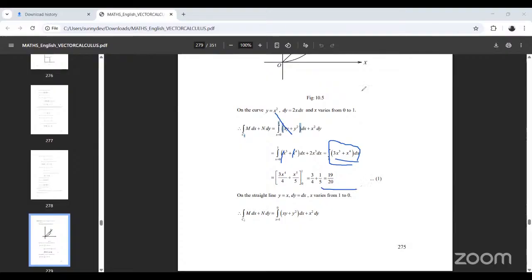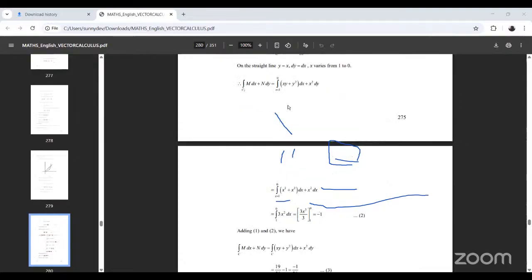Okay. Now along the straight line y equal to x. So y equal to x, dy equal to dx, and x varies from 1 to 0. So the integral of m dx plus n dy, where 0 is the upper limit and 1 is the lower limit, is xy plus y square into dx and x square into dy. Okay, so this is the thing.